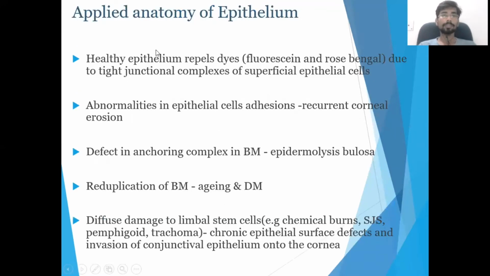Applied anatomy of epithelium. Healthy epithelium repels the dyes fluorescein and rose bengal due to tight interjunctional complexes of superficial epithelial cells. Abnormalities in the epithelial cell adhesions lead to recurrent corneal erosion. Defect in the anchoring complex in the basement membrane will give rise to epidermolysis bullosa. Reduplication of basement membrane will occur in aging and diabetes mellitus. Diffuse damage to the limbal stem cells in case of chemical burns, SJS, pemphigoid and trachoma will lead to chronic epithelial surface defects.